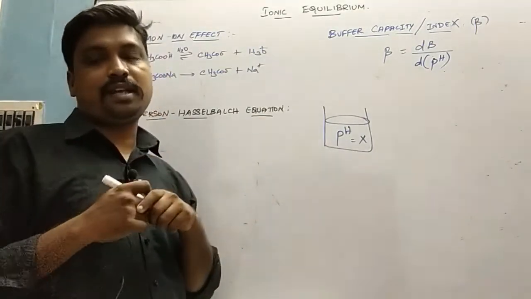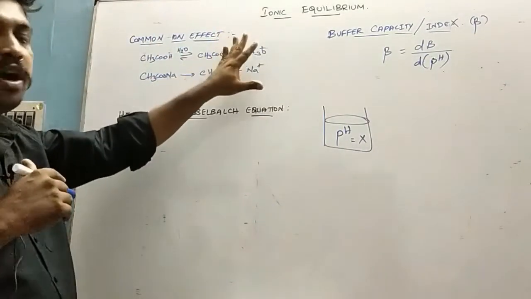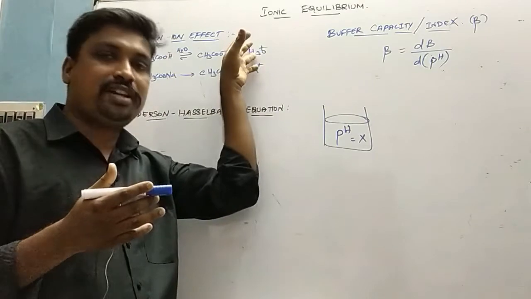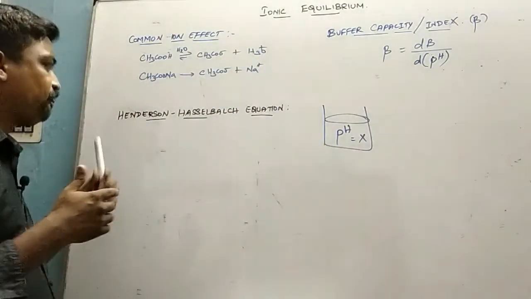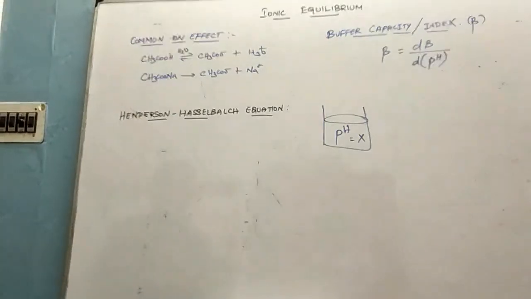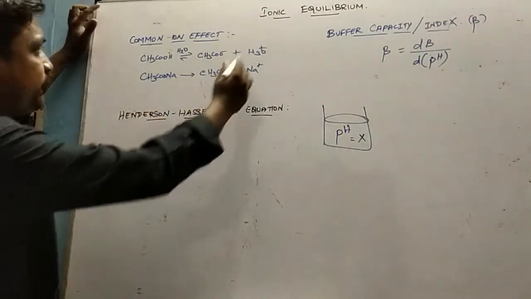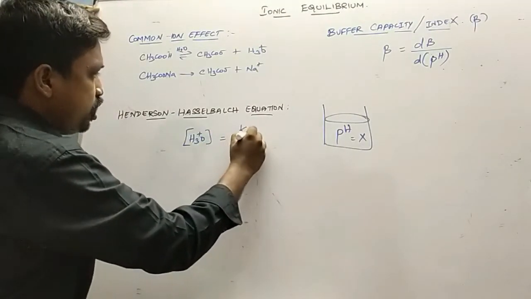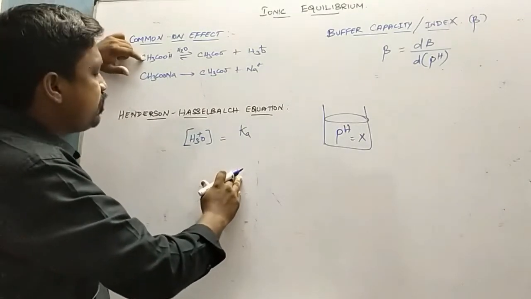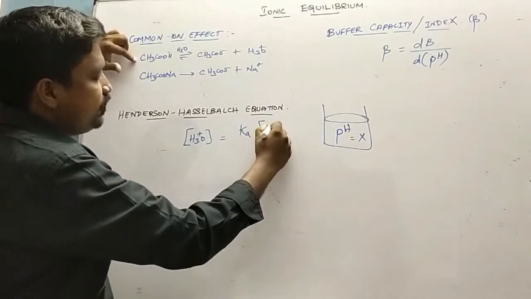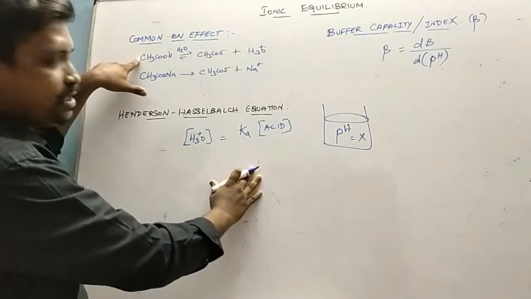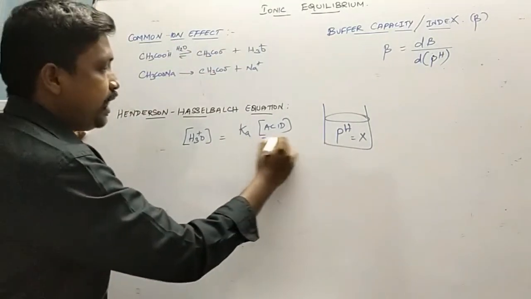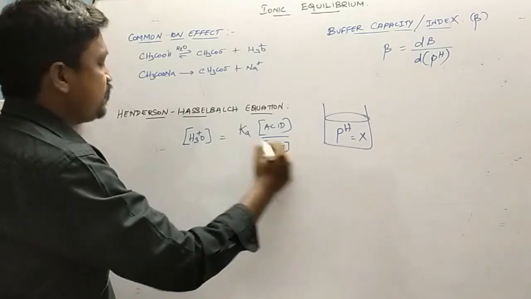For that, we need the Henderson-Hasselbalch equation. I have made a small correction from the previous equation. Previously I mentioned H plus, now I have mentioned it as H3O plus. It is not a matter of concern. What is the Henderson-Hasselbalch equation? See here, the concentration of H3O plus is directly proportional to Ka, the dissociation constant of the acid, and also to the concentration of the acid. If the acid has more concentration, then more dissociation and more H plus will be there. It is inversely proportional to the concentration of the salt. Why, sir?